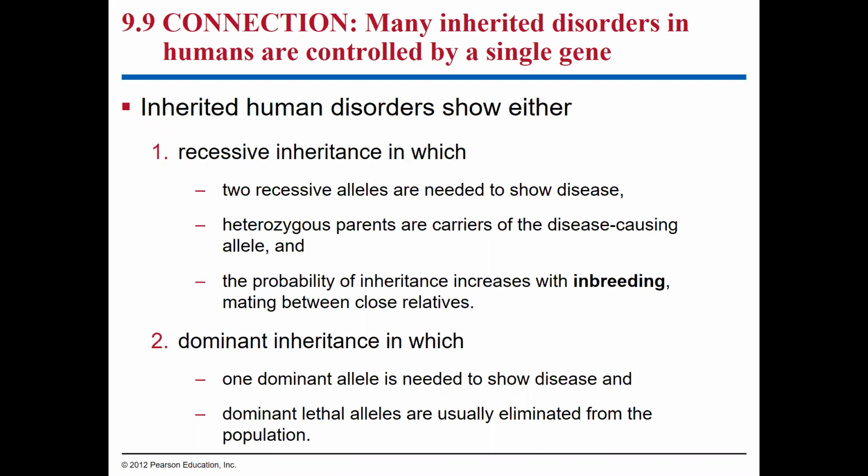So, many inherited disorders in humans are controlled by a single gene. Inherited human disorders can show either through recessive trait inheritance or dominant trait inheritance.